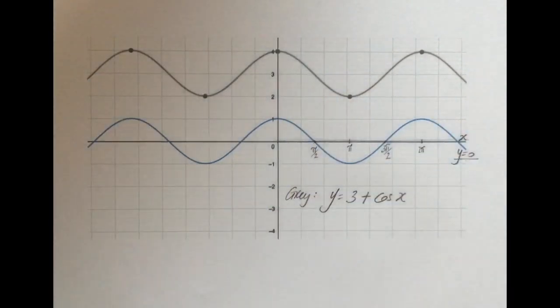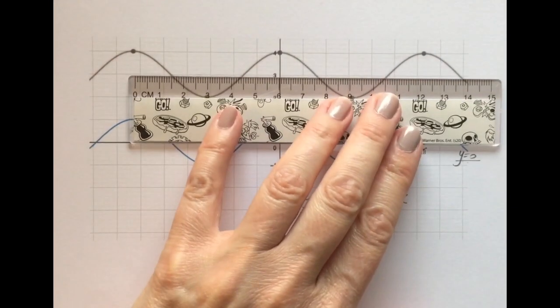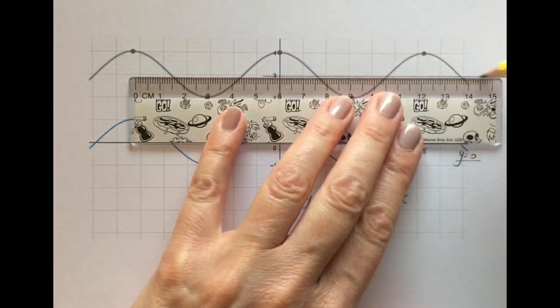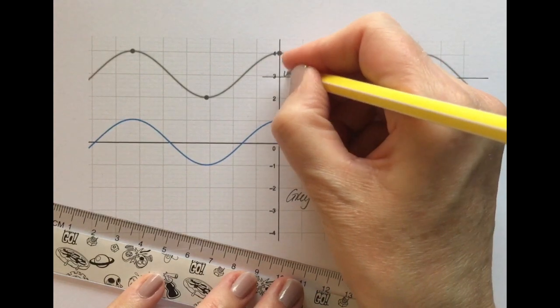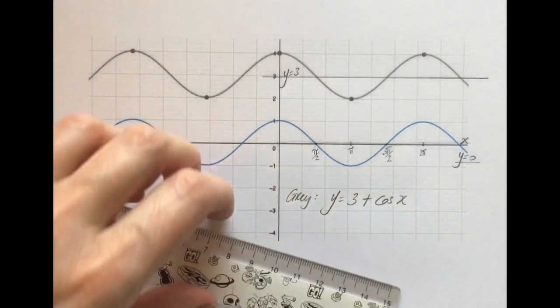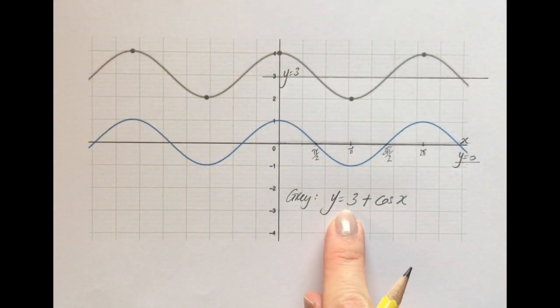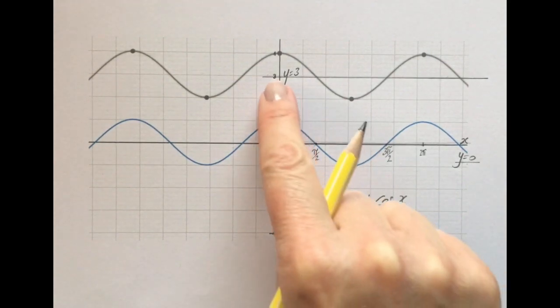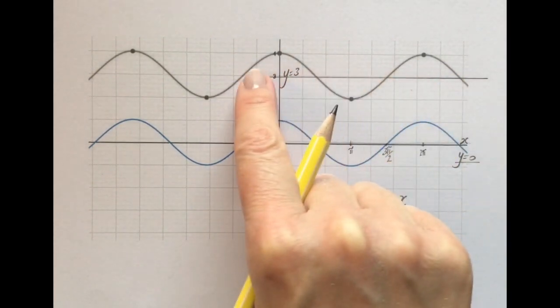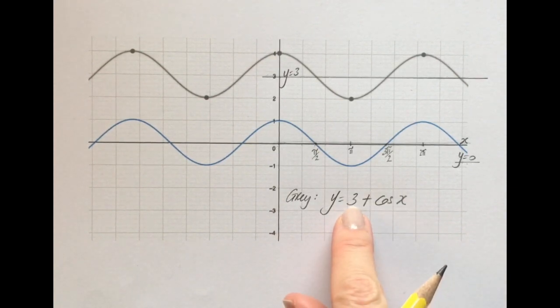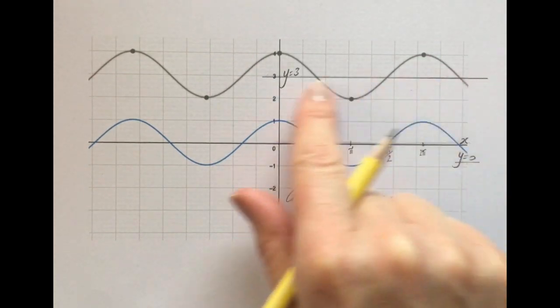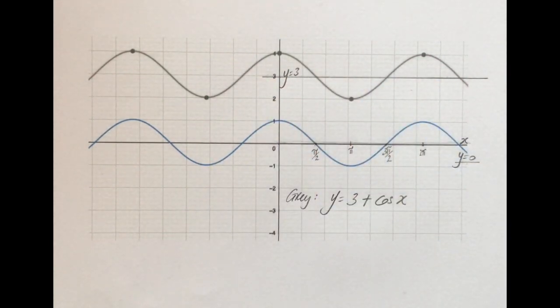Whereas up here, the middle line of that graph is now here, right at 3. So this is the line y equals 3. This number tells you what the midline equation is as well. It gives you the indication that we have a vertical shift upwards, because it's positive, by 3 units, and therefore the midline equation is y equals 3.